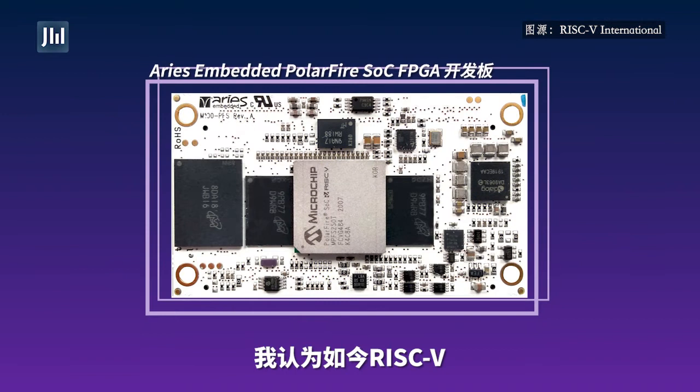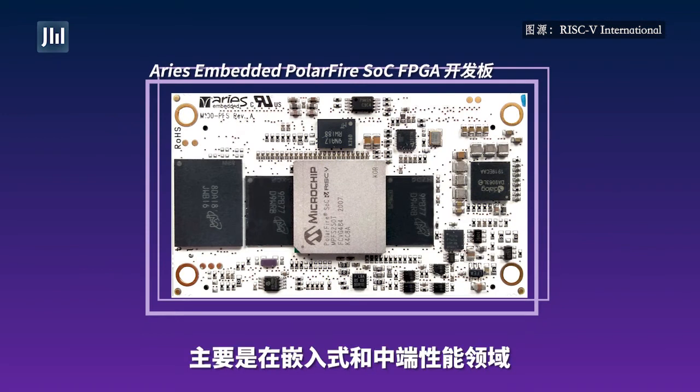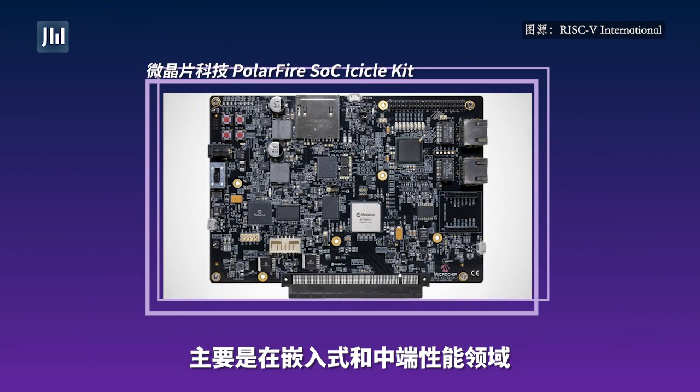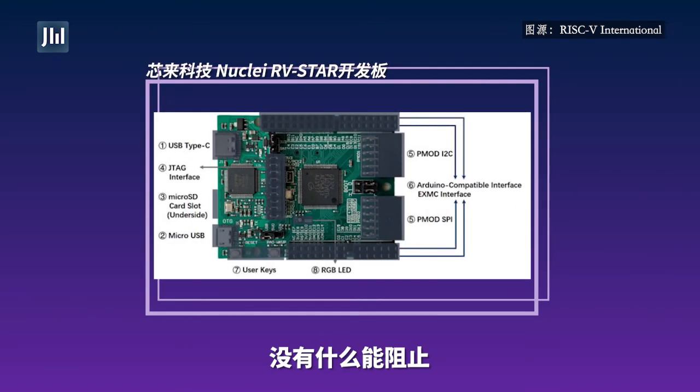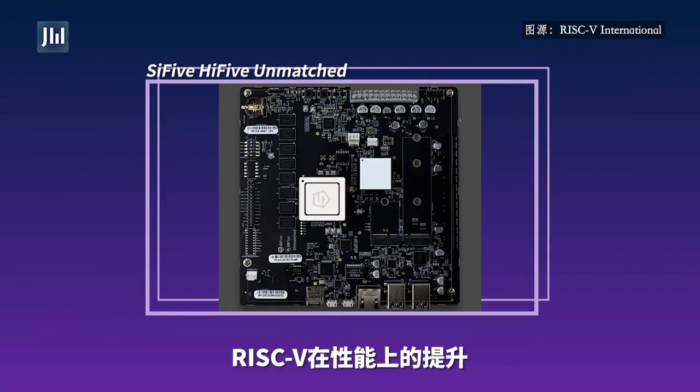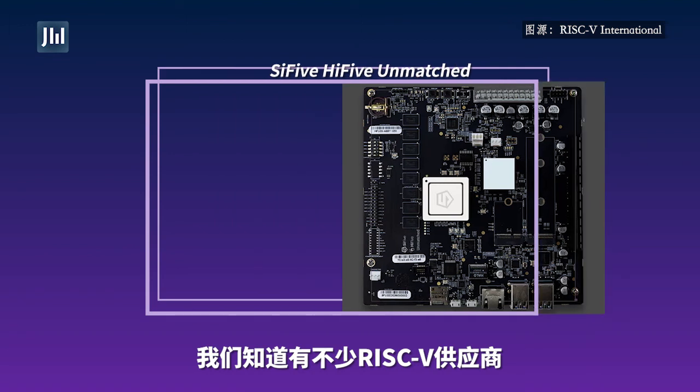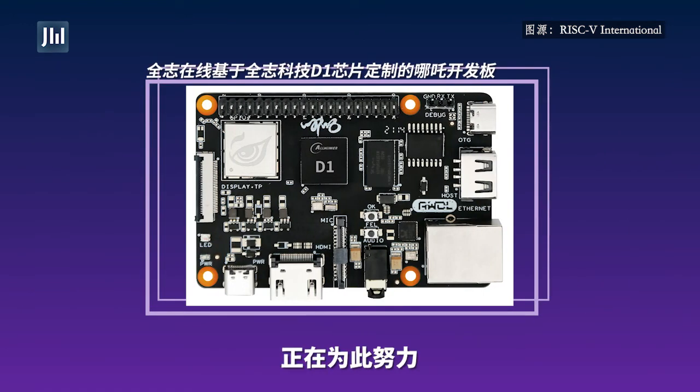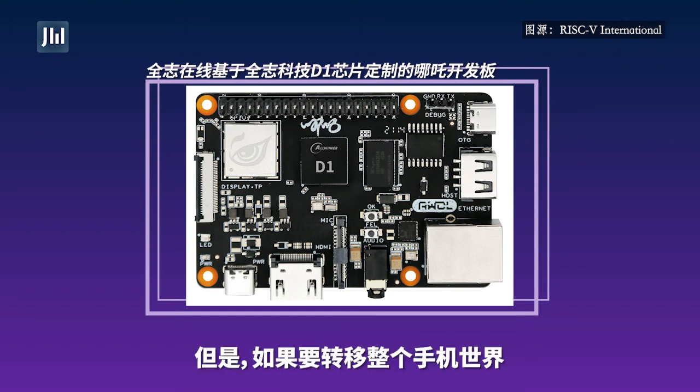I think RISC-V today is mainly in the area of embedded and mid-range performance cores. However, there's nothing to stop RISC-V moving up in performance. Indeed, we know that a number of RISC-V IP vendors are working on that, including ourselves. But moving the entire mobile phone world over, if you're basing it on an existing infrastructure such as Android, will take time on the software side.